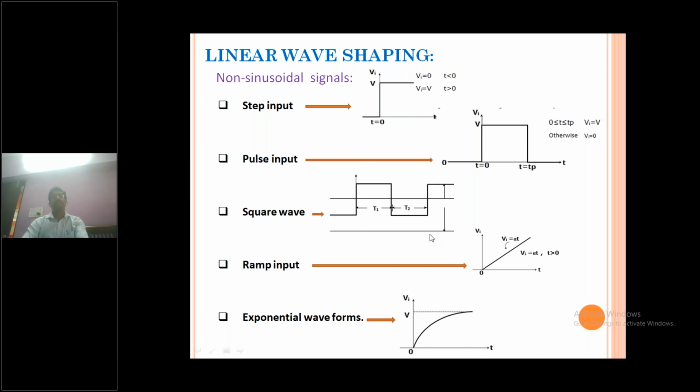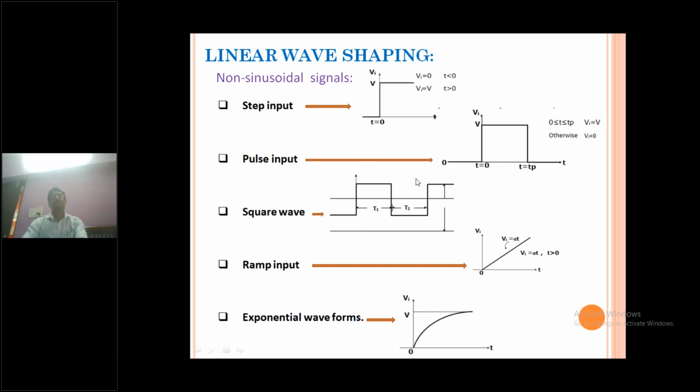The next one, ramp input. We know the mathematical equation: VA of t equal to alpha t, where alpha is the slope. Here we consider the ramp waveform for positive values of time, t greater than or equal to 0. And similarly, the exponential waveform. What is the mathematical equation? Capital V into 1 minus e power minus t by tau. Finally it reaches the maximum value, V volts. These are the non-sinusoidal waveforms applied to linear circuit elements.